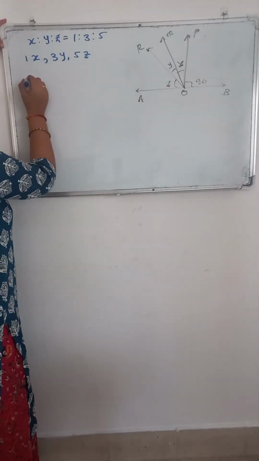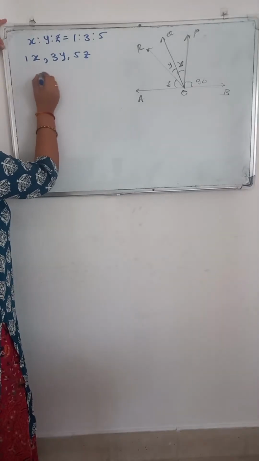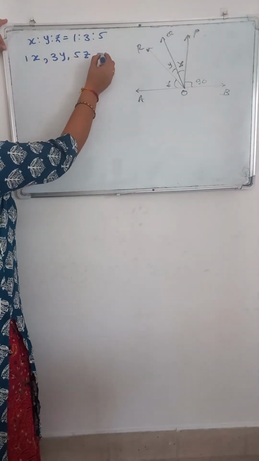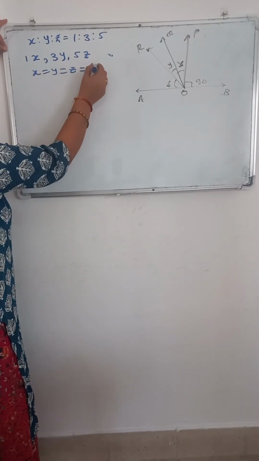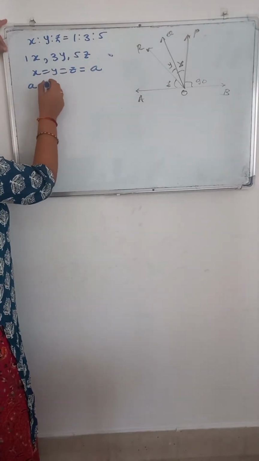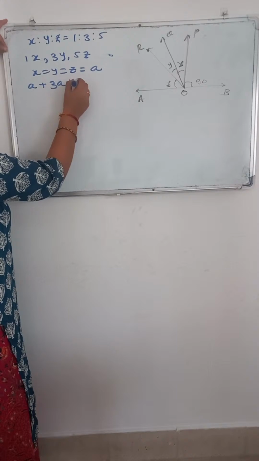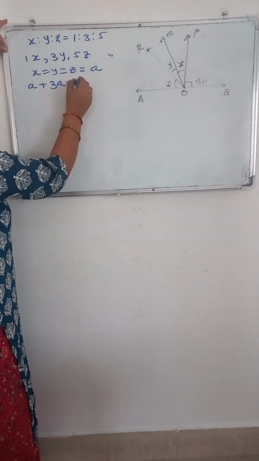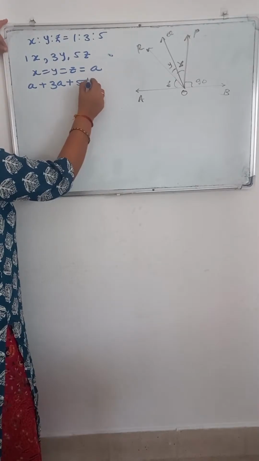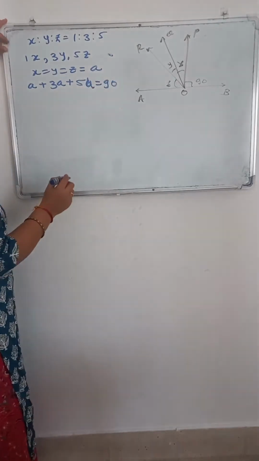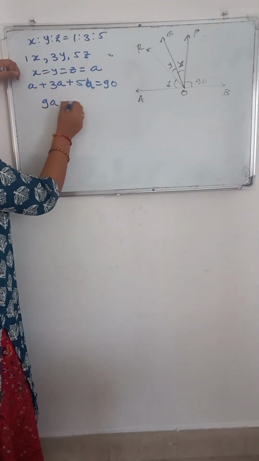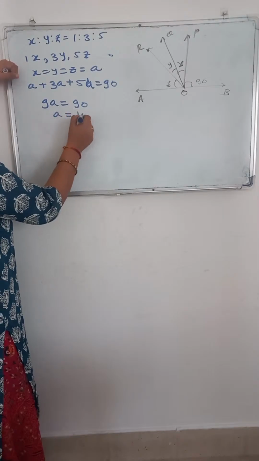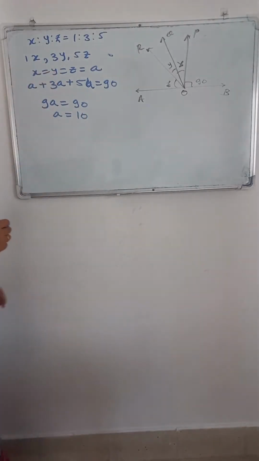So here we can take x, y and z as equal to a. So this angle will become a plus 3a plus 5a is equal to 90 degrees. So 5 plus 3 is 8, 8 plus 1 is 9a is equal to 90. So a is equal to 90 by 9, that is equal to 10.